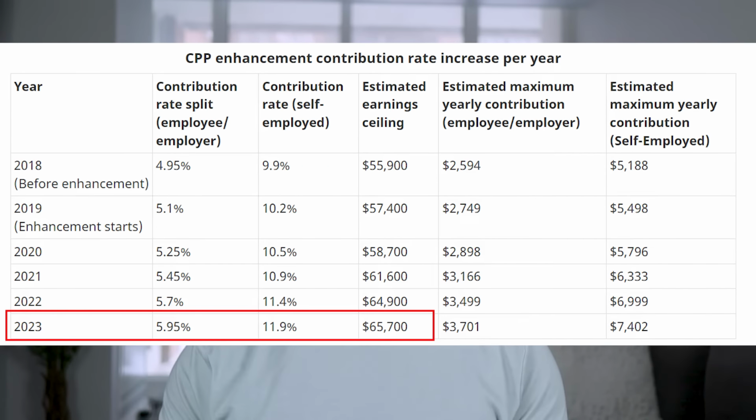The max contribution limit is $65,700 in 2023. So if you had net business income of $65K, you'll pay the max 11.9% of that into CPP. You can't opt out of this.